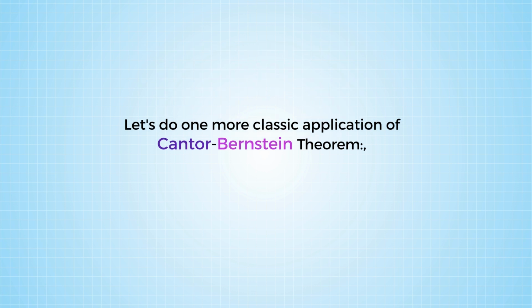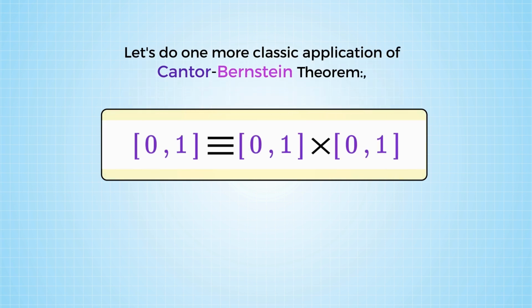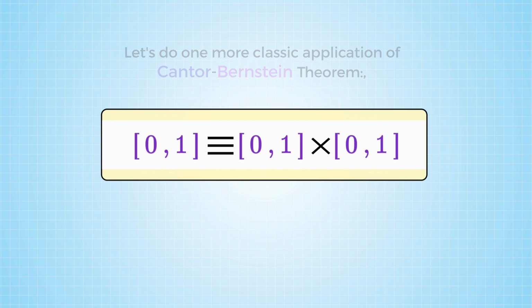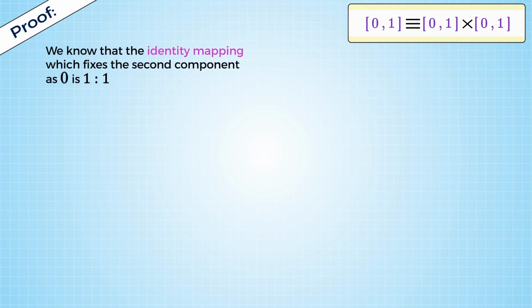Let's do one more classic application of the Cantor-Bernstein theorem. [0, 1] is equinumerous to [0, 1] cross [0, 1]. Proof. We know that the identity mapping, which fixes the second component as 0, is 1-to-1. f(x) equals (x, 0).